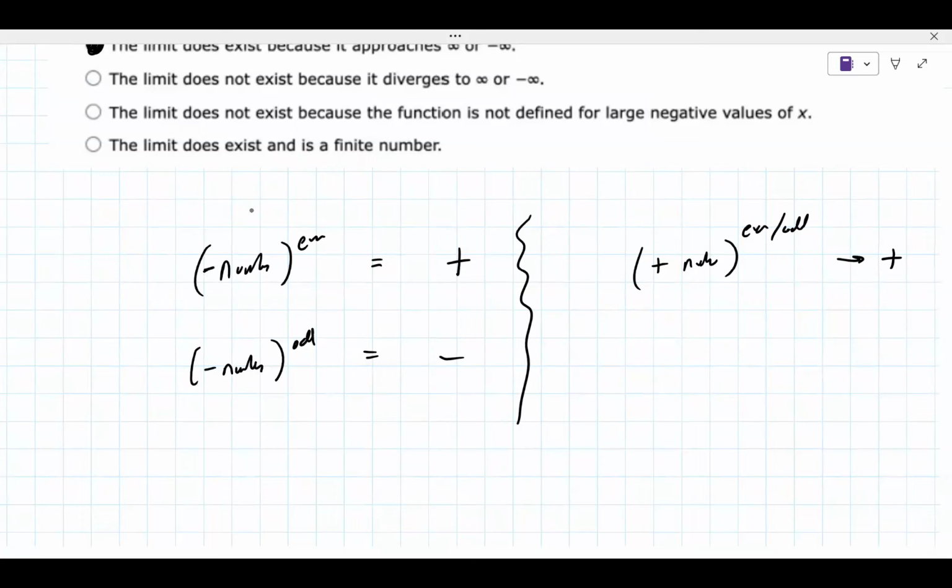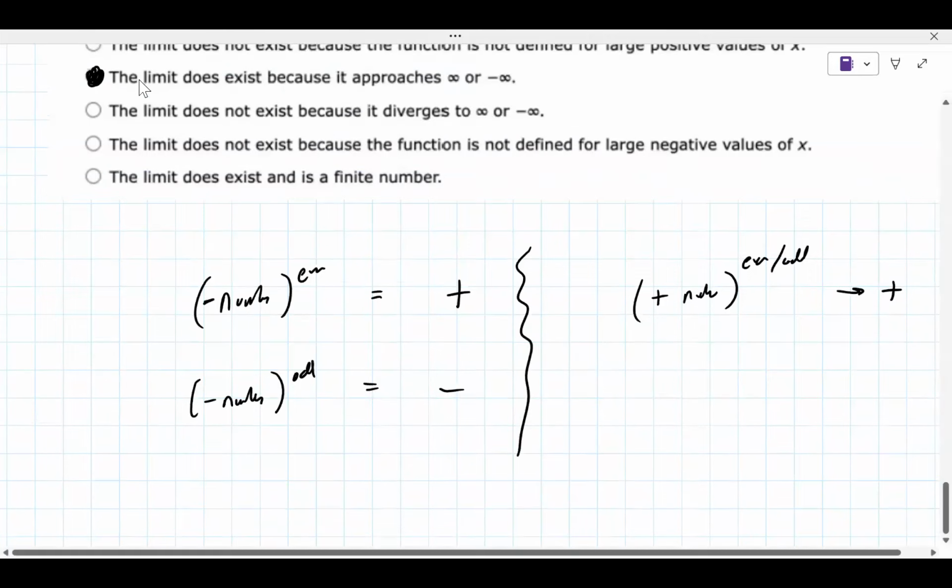Okay. And that was, let's see, the limit. Wait, I have to submit this. Hold up. The limit does exist because it approaches right here. Oh, I don't know what I pressed. Okay, we can move on to 10.